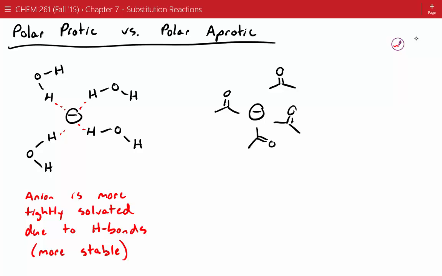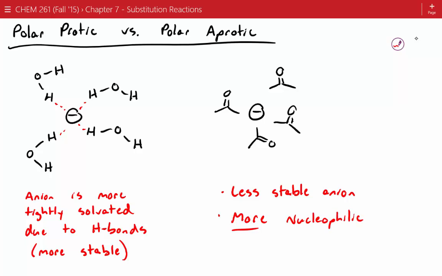All right, so now if we think about both of these, the one on the left versus the one on the right, which anion is going to be more nucleophilic, the one on the left or the one on the right? The one on the right is going to be more nucleophilic. So if we think about this, this one's a less stable anion. Therefore, it is more nucleophilic.